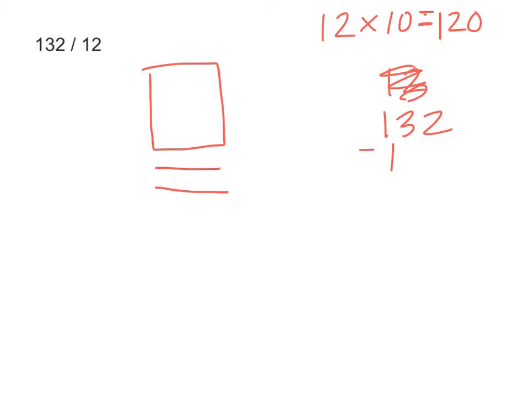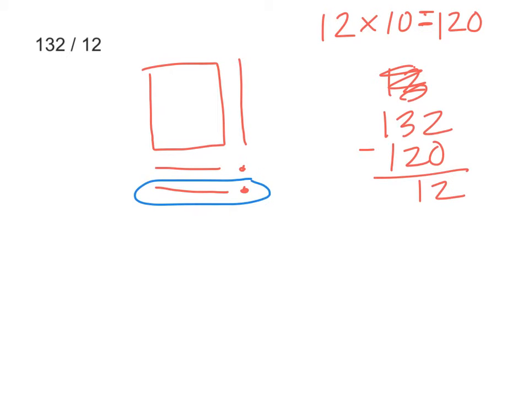132 minus 120 leaves me 12 left to show. Well, I can give each one of these 12 groups right here. Here's my 12 groups. I can give that one more. So here's my 12 that I need to show, and then each of those groups has 11 in them. So my quotient is 11.